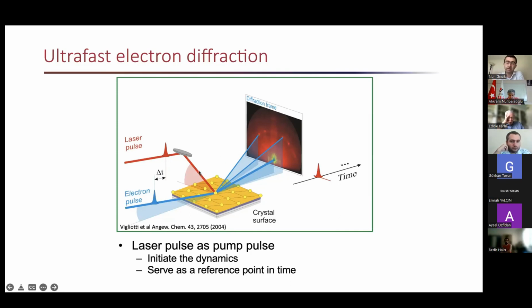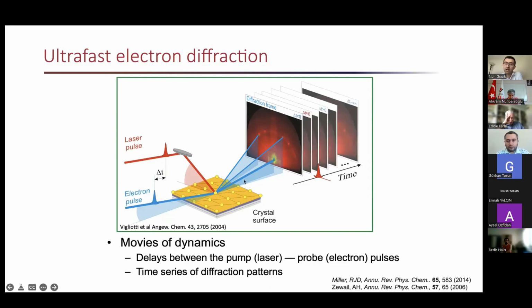The nice thing about this is I can control the time difference between the electrons and the light by just making one of the paths longer or shorter. And that way, by taking snapshots at different time delays, I can basically make a movie. I can take the diffraction before I kick with the light, at exactly the same time the light pulse arrives, or later. And when you put all these together and run this, you literally see a movie.